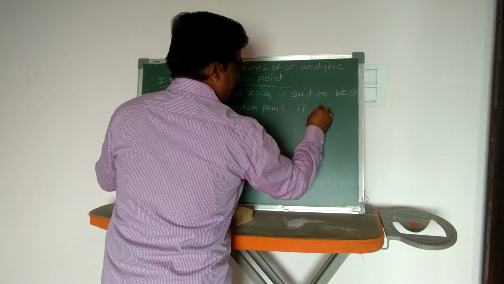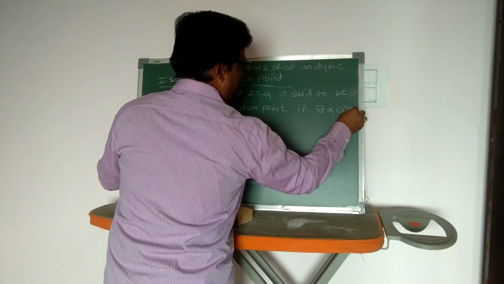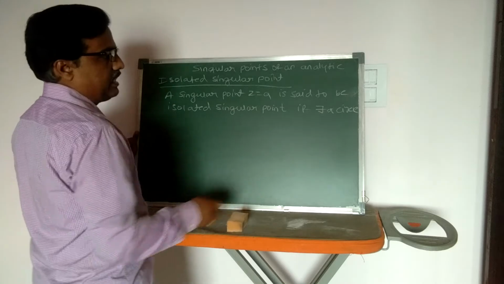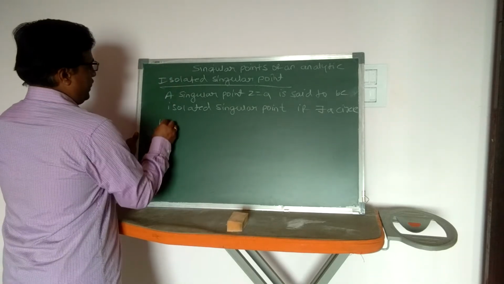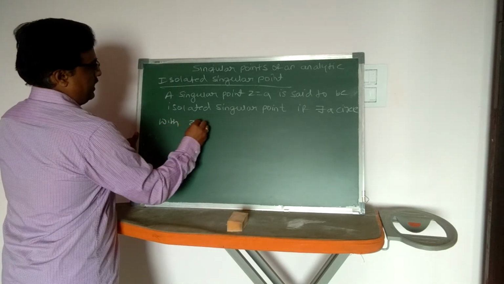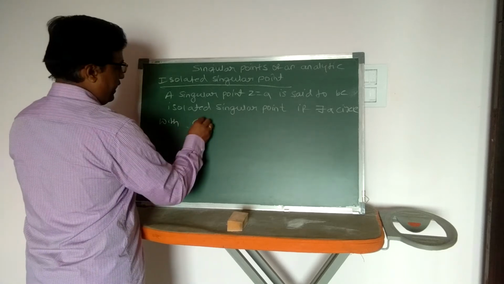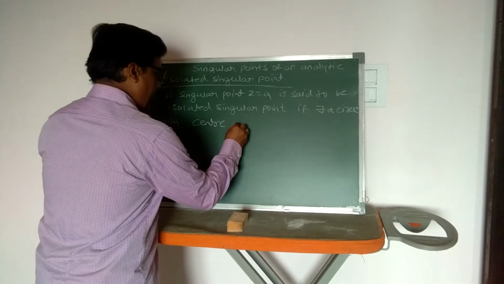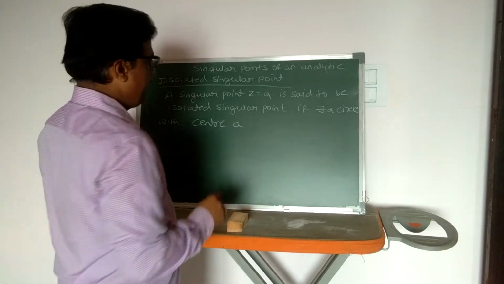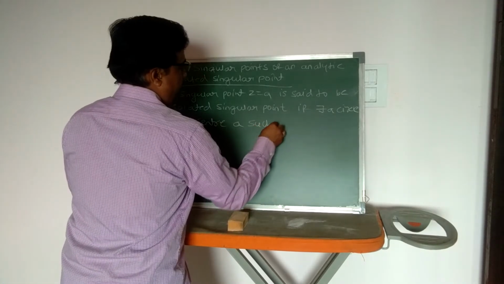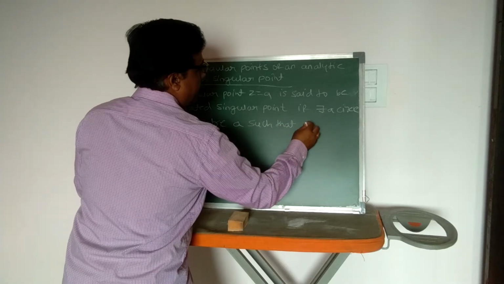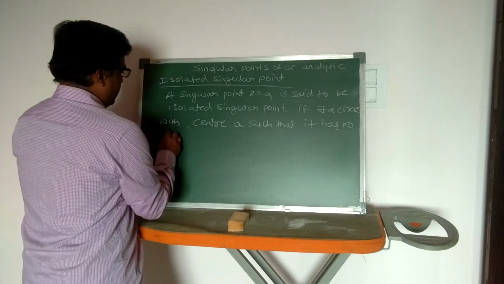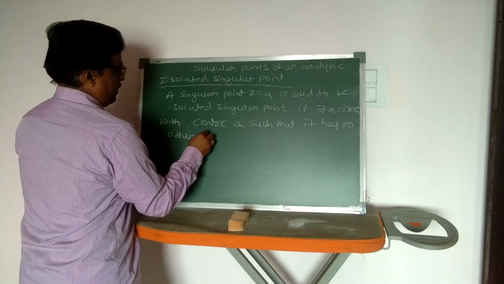if there exists a circle with center z equal to a such that it has no other singular points.